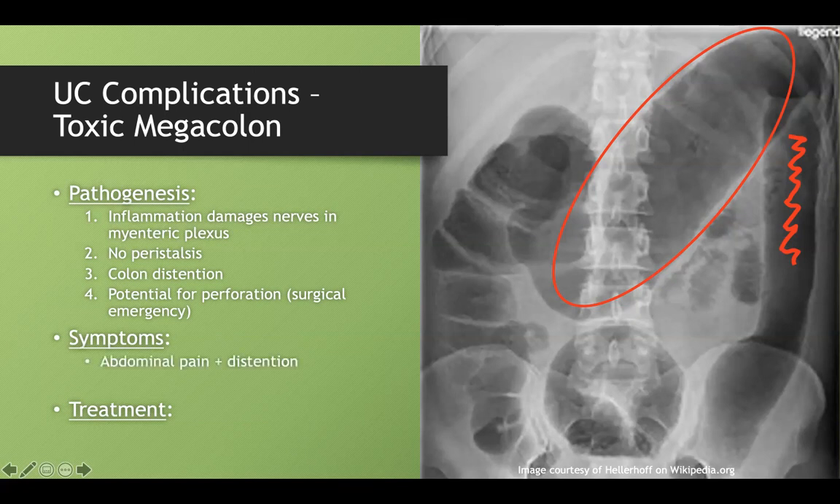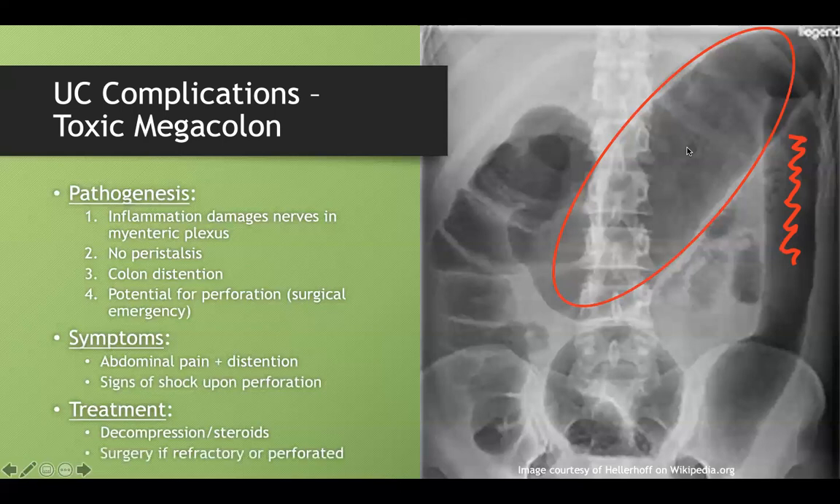You can get abdominal pain and abdominal distension. You can obviously be in shock and acutely dying, basically, if this perforates. You have to treat this with a few different things. You can do decompression or steroids. And of course, like we said a couple times now, sometimes surgery is the best option for something like this.